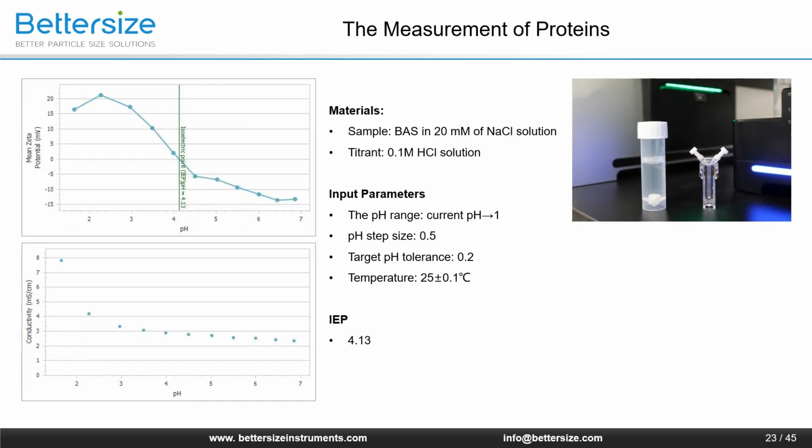The third case is the measurement of proteins. We prepared the sample by dissolving the BSA in a sodium chloride solution. The titrant was the hydrochloric acid solution. The titration range was from the current pH of around 7 to pH 1. The step size was 0.5, and the tolerance was 0.2. Finally, we got the zeta potential of BSA as a function of pH. The IEP is around 4.1, so this BSA sample won't be very stable in acidic environments.